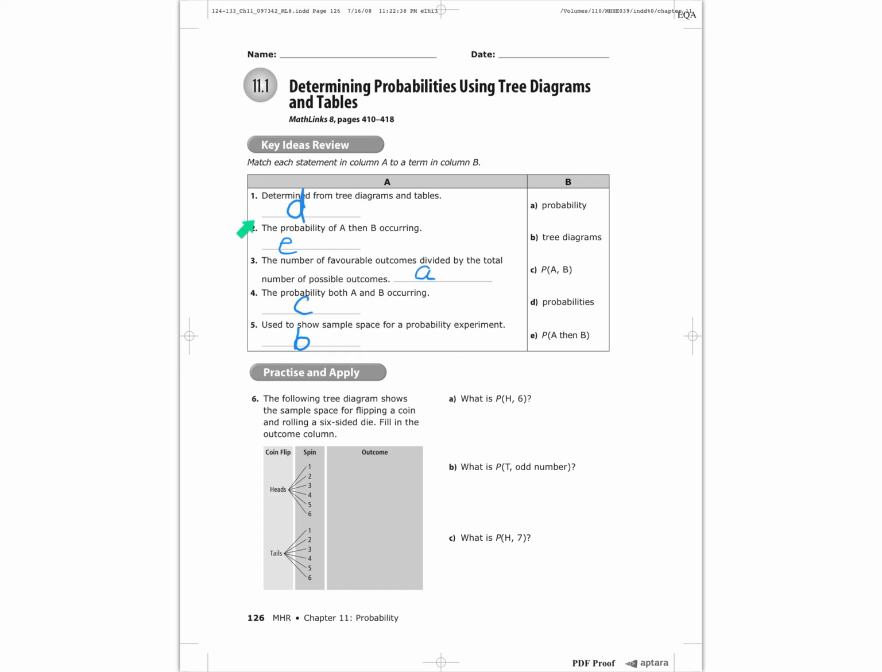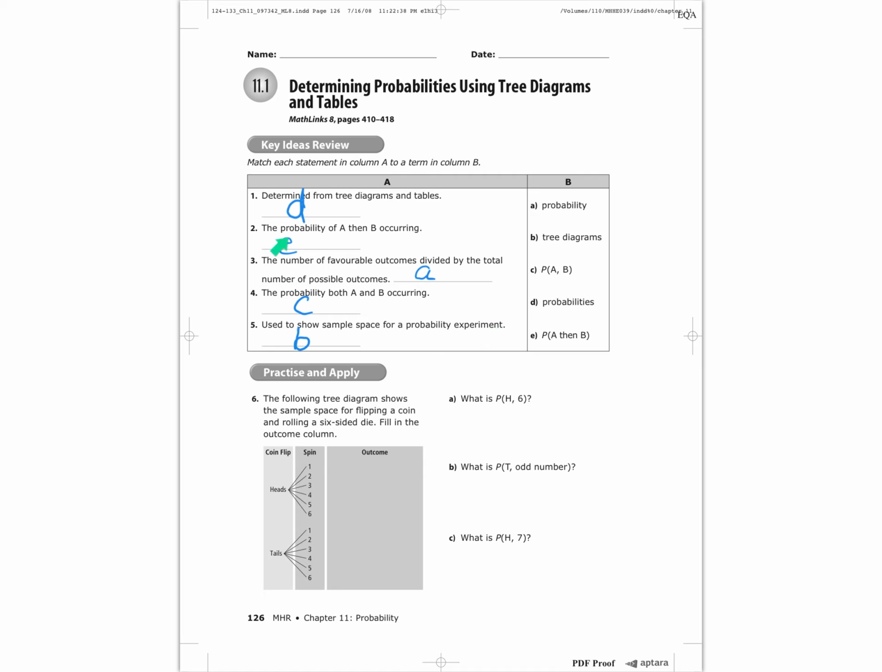So we've got... determined from tree diagrams and tables, the probability of A then B occurring, the number of favorable outcomes divided by the total number of possible outcomes, and the probability both A and B occurring, and lastly here, used to show the sample space for a probability experiment.